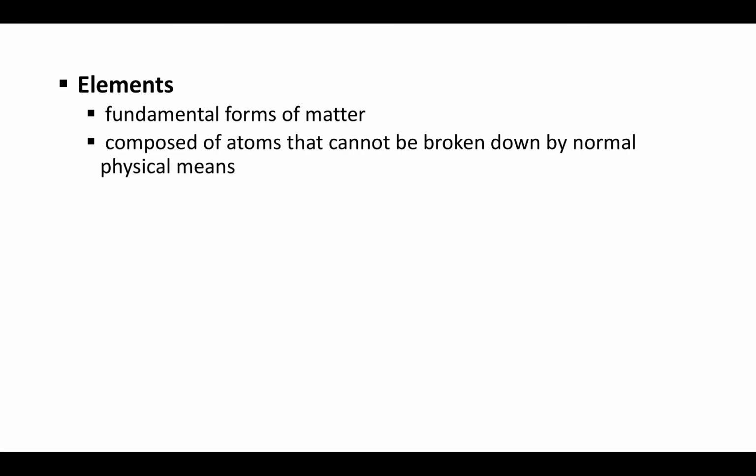So first we need to define what an element is. Elements are fundamental forms of matter. We have 92 natural elemental atoms that have been described by chemists, and several more that have been created in laboratories. Elements are composed of atoms that cannot be broken down by normal physical means.